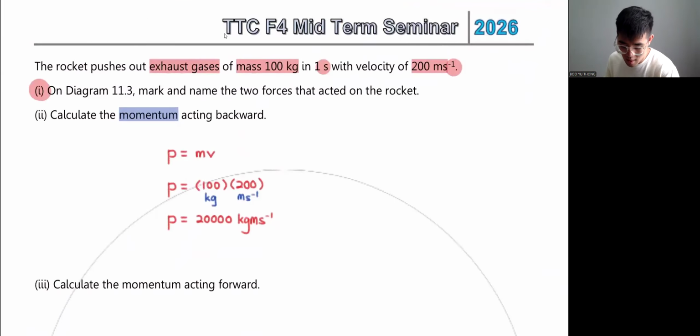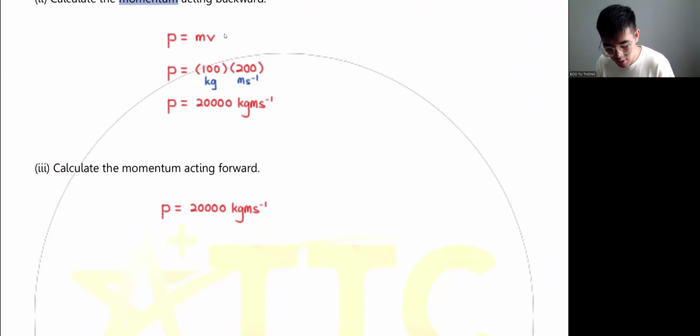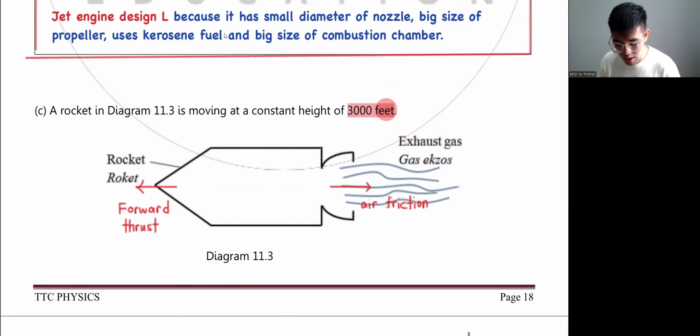Okay. Last question asked: what is the momentum acting on the rocket in the forward direction? According to the principle of conservation of momentum, in this explosion case, when an object is producing a backward momentum, it gains the same forward momentum. So the magnitude should be exactly the same. This question is basically testing you to see whether you know or not. And because there's no value for you to calculate, you don't even know the mass of the rocket.